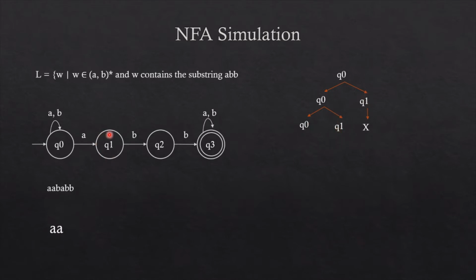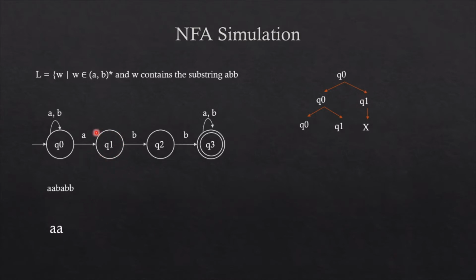And from Q1, we don't have any transition on A, right? So that leads me to a dead end. And we call this the dead configuration. So this flow here basically dies. You see what happens here?